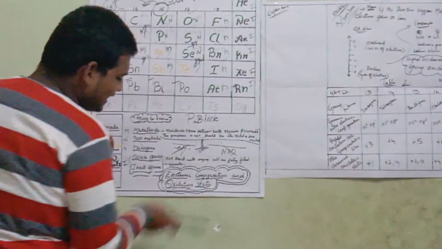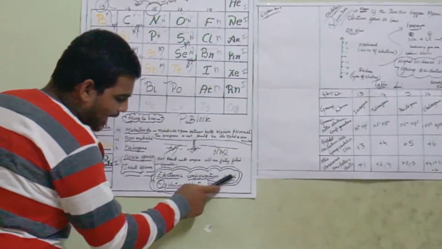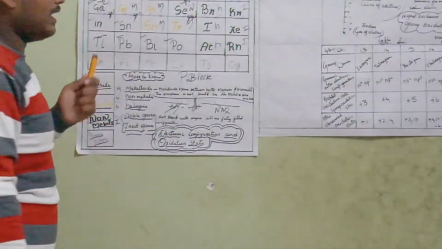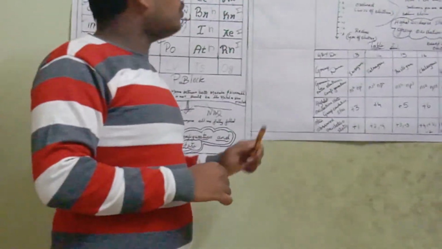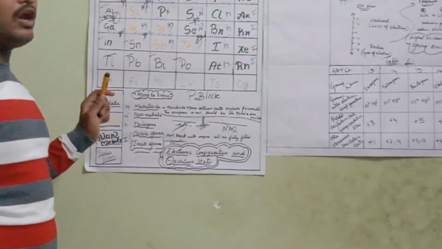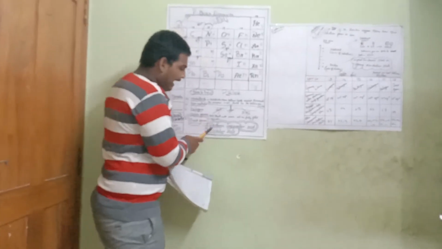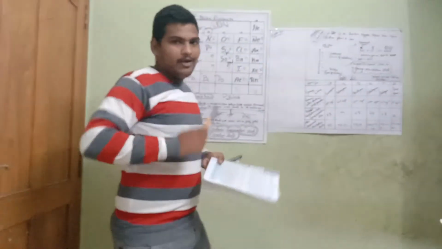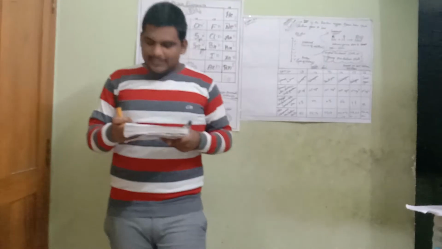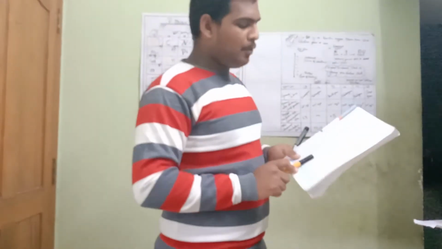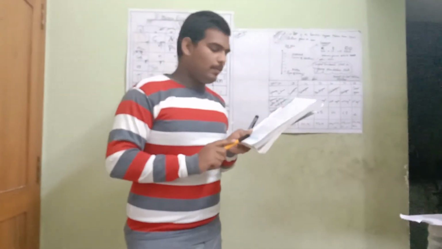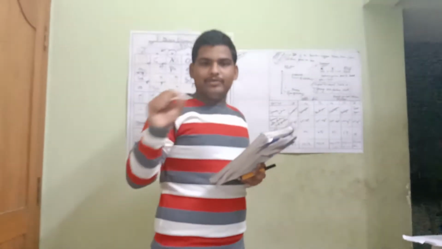We are moving to the next topic, that is electronic configuration and the oxidation state of periodic classification. Okay, now please take page number 27 in your book, that is electronic configuration and oxidation state. Please underline the words which I am saying as a point. I am going to give 4 points. This is the answer for the electronic configuration and oxidation state.